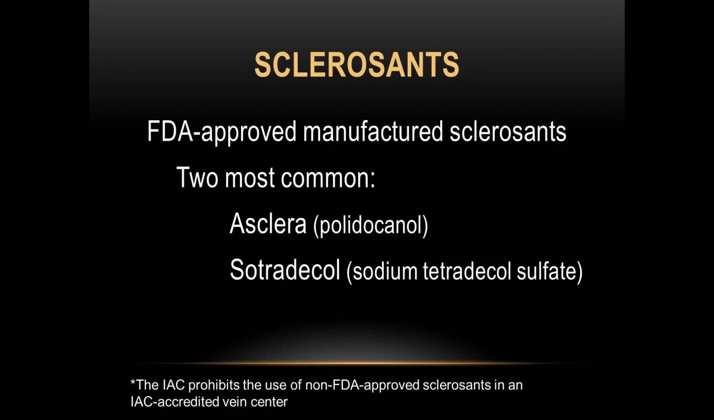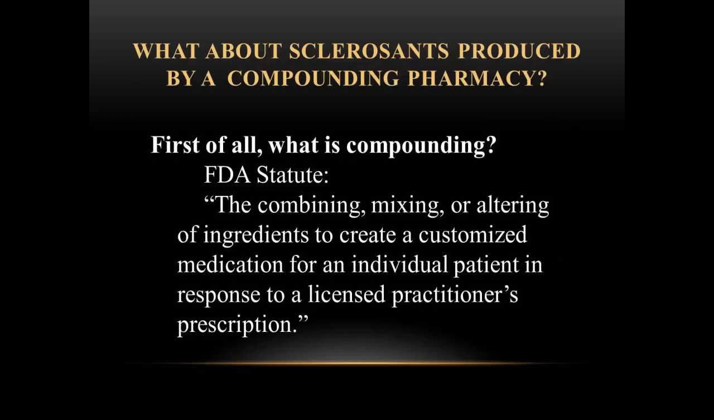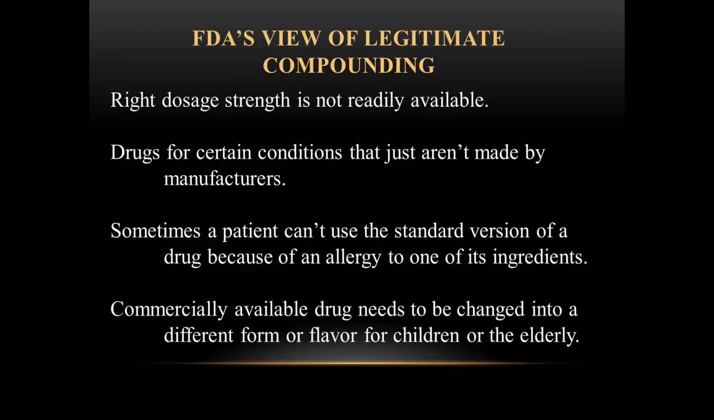I should tell you that the IAC, if you are an accredited vein center, the IAC prohibits the use of non-FDA-approved sclerosants. So, what about sclerosants produced by a compounding pharmacy? First of all, what is compounding? This is the FDA statute, and every one of these words are really important. The combining, mixing, or altering of ingredients to create a customized medication for an individual patient in response to a licensed practitioner's prescription.